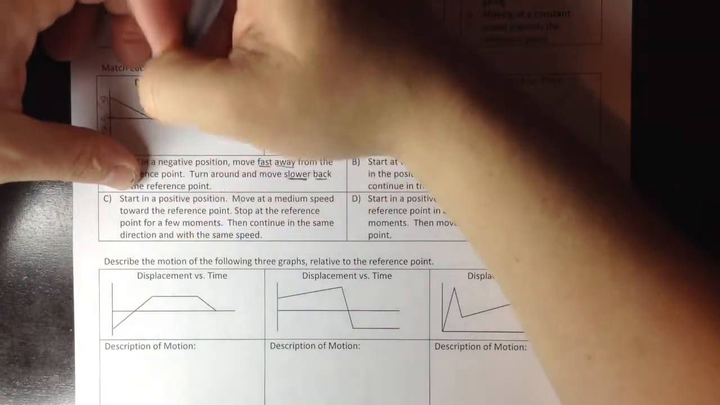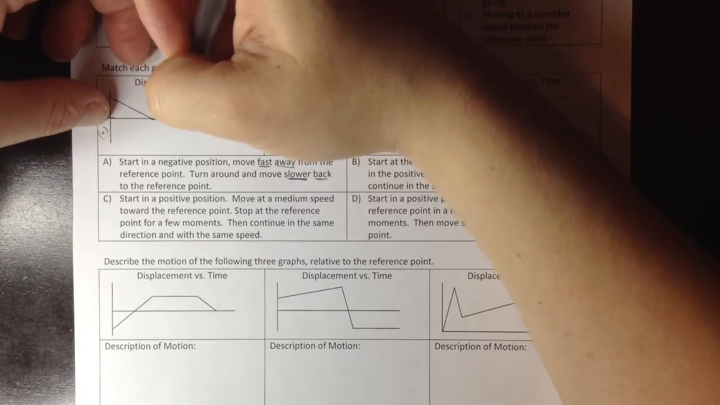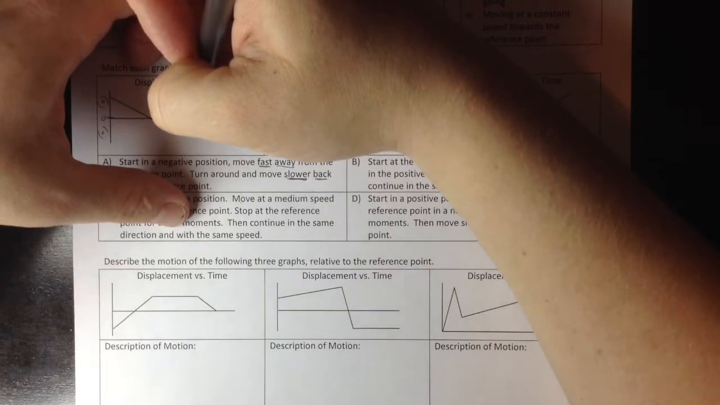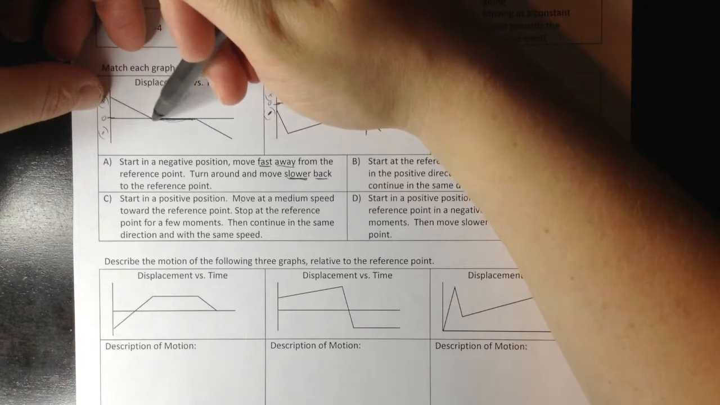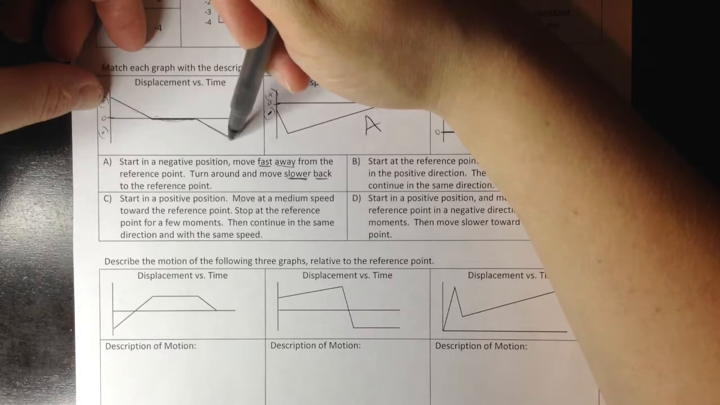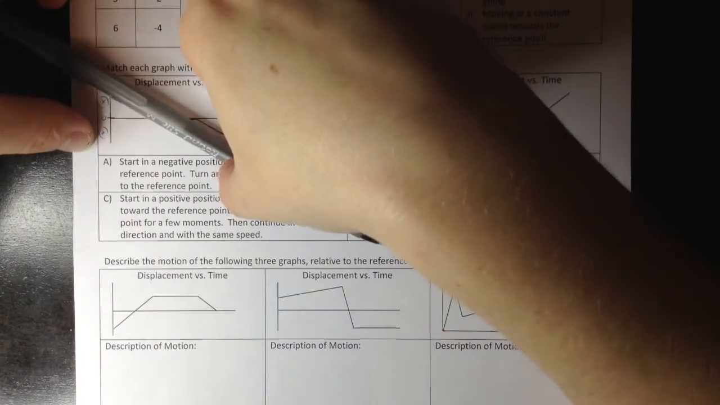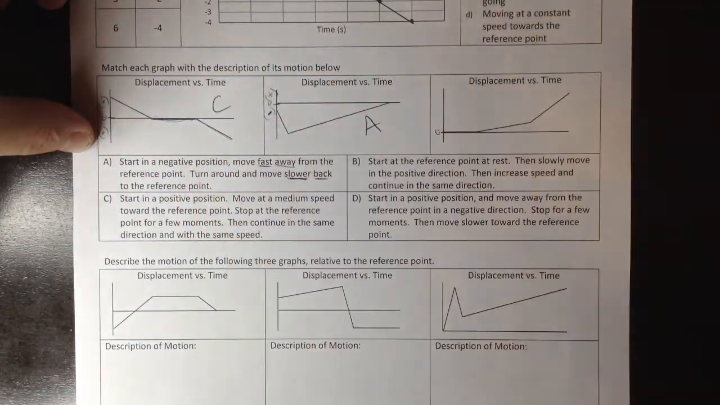Stop at the reference point for a few moments. Okay, this is stopped and it's at the reference point, so that fits. For a few moments, so it's not just instantaneous, it's for a moment. Then continue in the same direction with the same speed. So the same direction, even though this is moving towards the reference point, remember that negative slope, moving in the negative direction, negative slope, negative direction, those slopes are about the same. So, parallel lines, that matches. There we go.